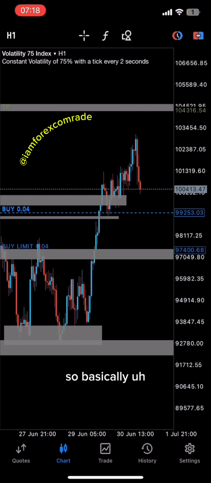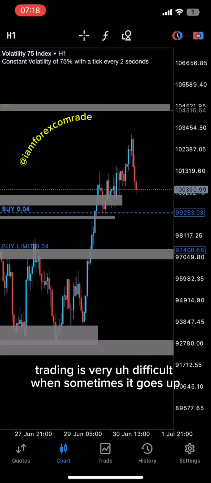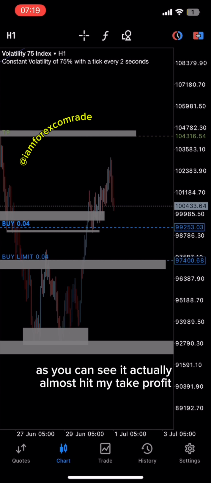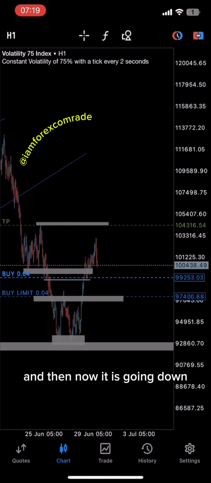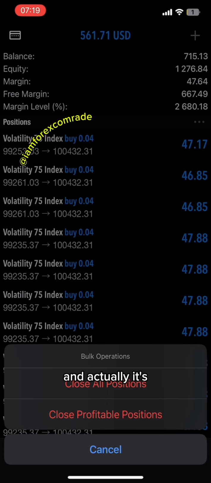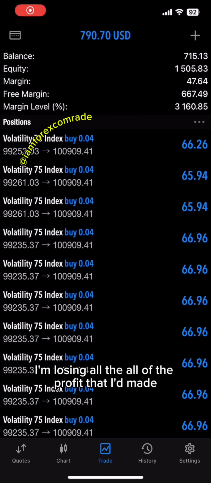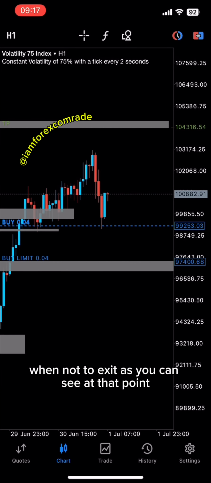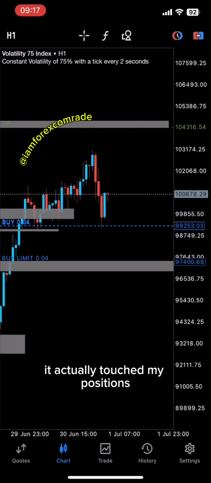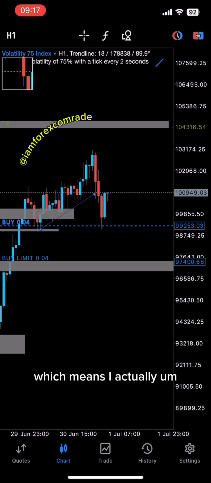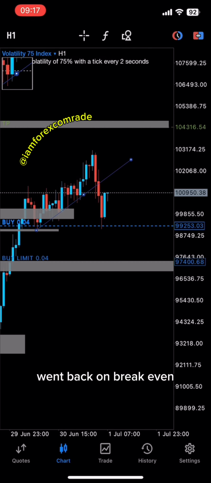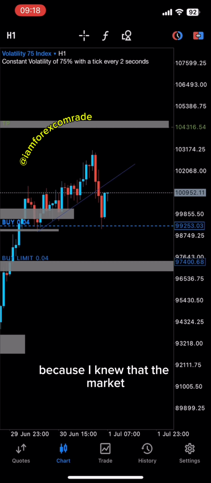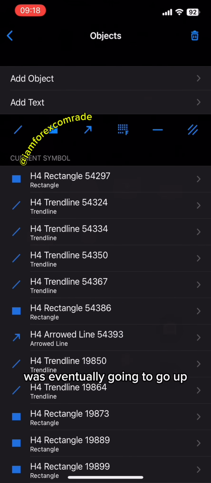So basically, trading is very difficult when sometimes it goes up. As you can see, it actually almost hit my take profit, and then now it is going down, and actually I'm losing all of the profit that I had made. But part of being a good trader is knowing when not to exit. As you can see, at that point it actually touched my position, which means I went back to break even and even made a little bit of loss, but I did not close because I knew that the market was eventually going to go up.